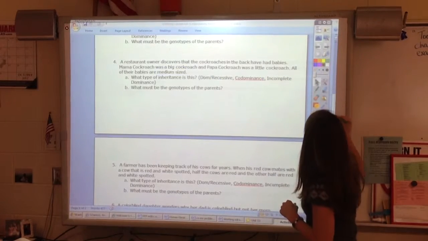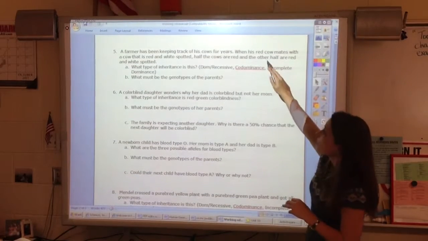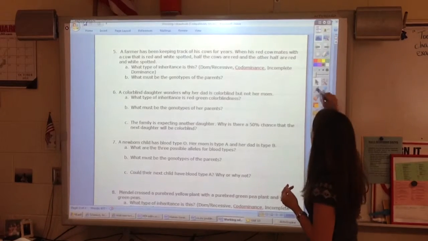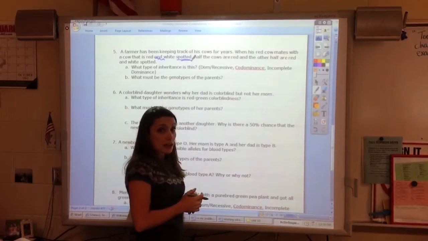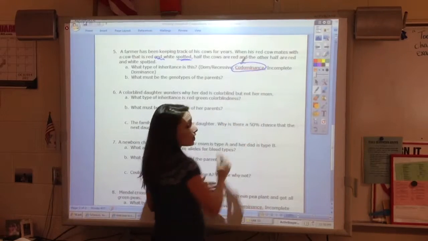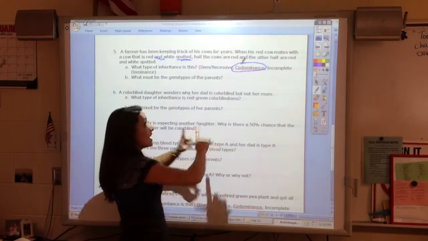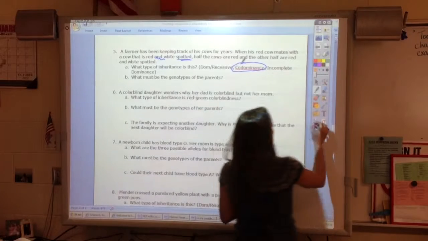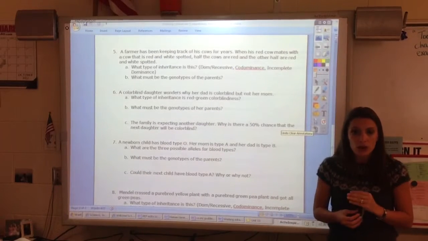One more example to look at is a farmer who's been keeping track of his cows. The red cow mates with a cow that is red and white, and it spots. So anytime I see "and" or both showing up together, I know it's codominant. And I know to assign a capital letter to one and another capital letter to the other. So this is just a little bit more practice in case you would like to go through how to work these problems.